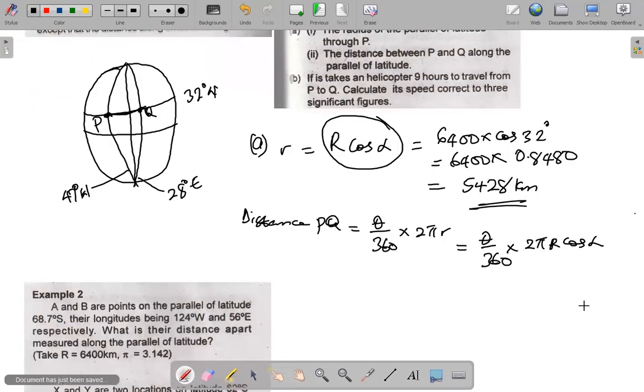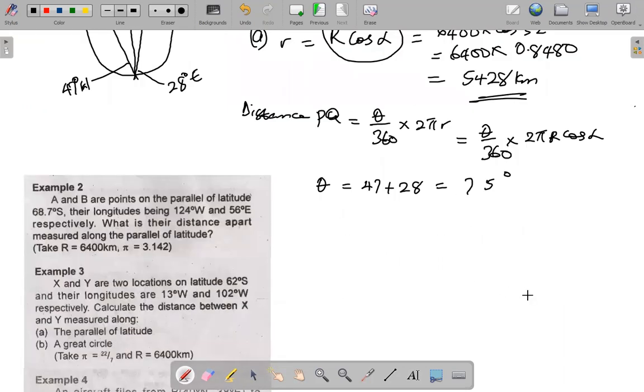Now let's get the angular distance between the 2 points. In this distance PQ, the angle between them, this angle here, will be this longitude added to this longitude. So they are in different locations. This is west, this is east. So theta will be 47 plus 28. 7 plus 8 is 15, carry 1. 1 plus 4 plus 2 is 7. So the angular distance between them is 75. Therefore, distance PQ will be 75 over 360 times 2 times, what did they say we should use for pi?